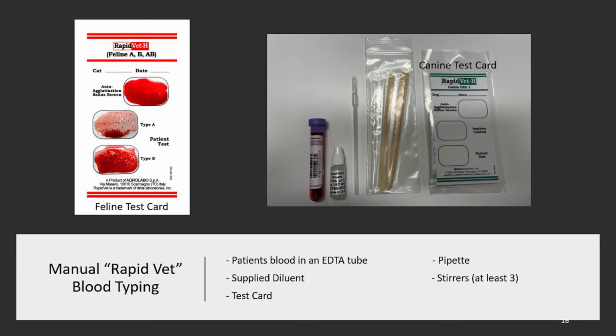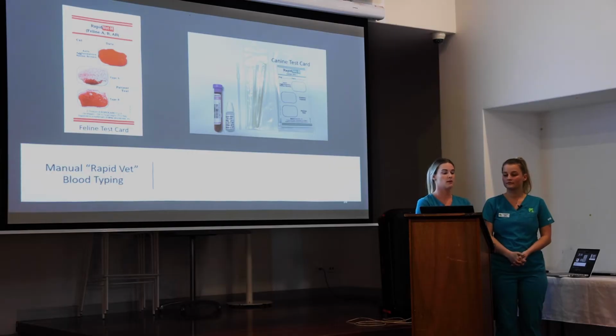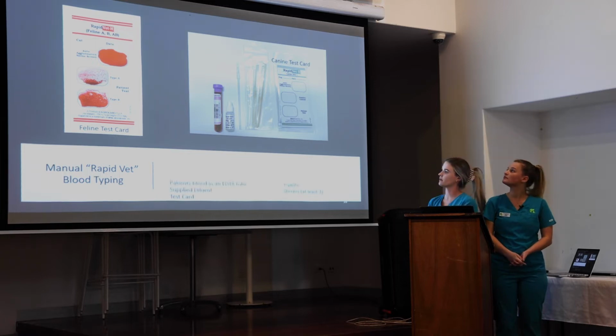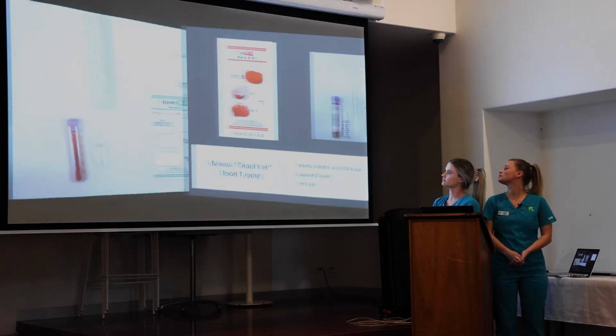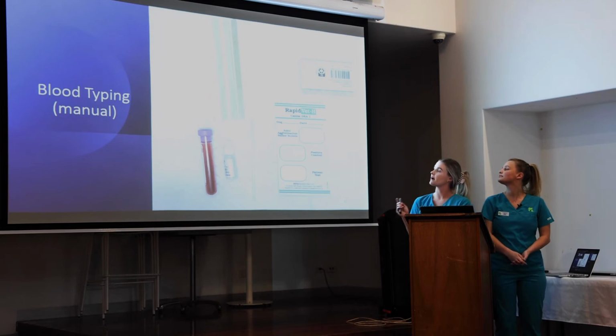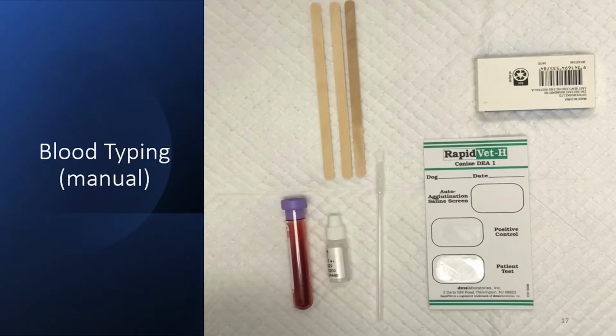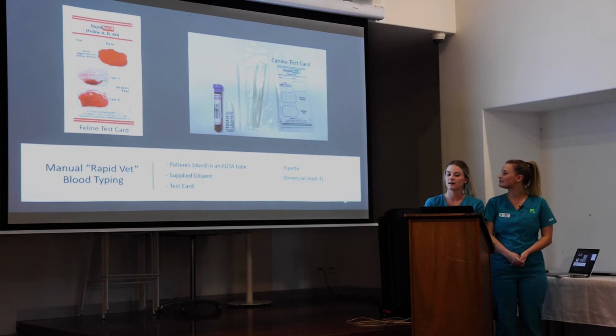With these test cards, they have supplied diluent, the pipette, and stirrers. As you can see up here, this one is a canine. The green is for canine, and the red previously back here is a feline. So we'll just go through the steps.